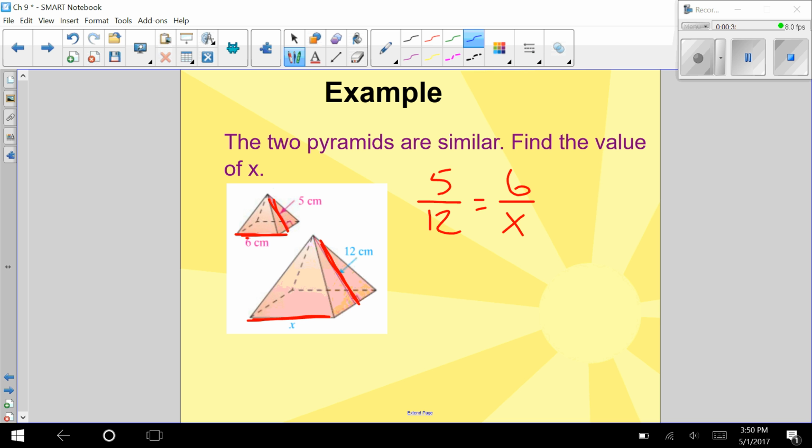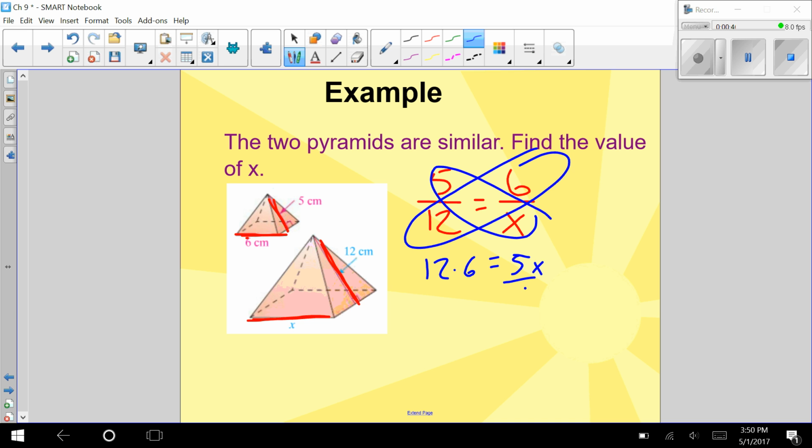If you remember from solving proportions, we do 12 times 6 and 5 times x. Then we'll divide by 5 on both sides. So x will equal 14.4 centimeters. Remember that corresponding pieces have to line up in our proportion, either vertically or horizontally.